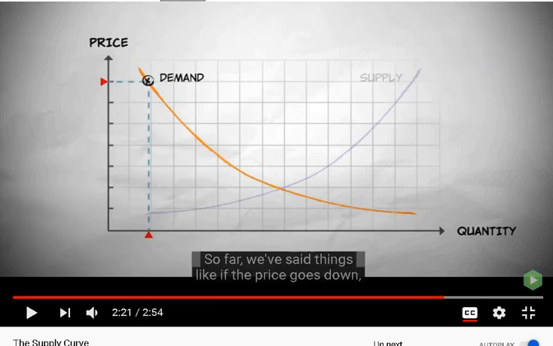So if you go to see, the major determinant, or the main determinant, of supply is price.